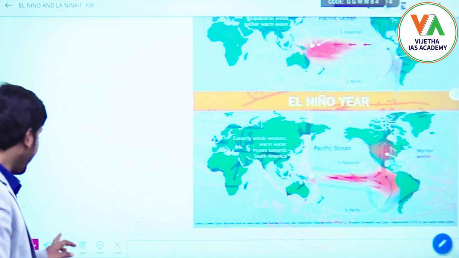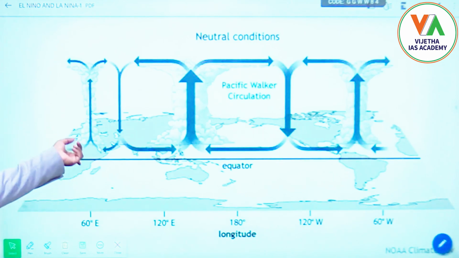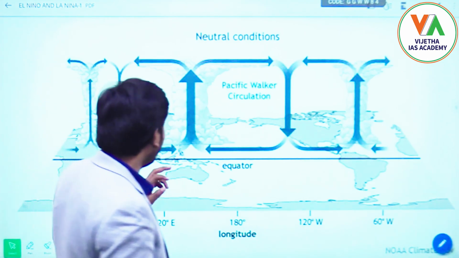So we'll see some diagrams with respect to El Niño and La Niña, then we will go to the Indian Ocean dipole and Madden-Julian oscillation.